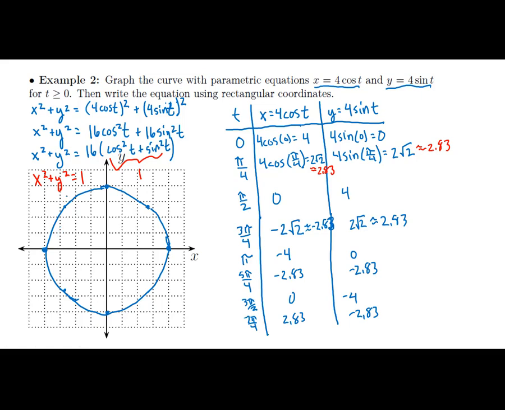And so in this case I can't get y all by itself like I could in the last one, and yet this is in rectangular coordinates in the familiar form of a circle.